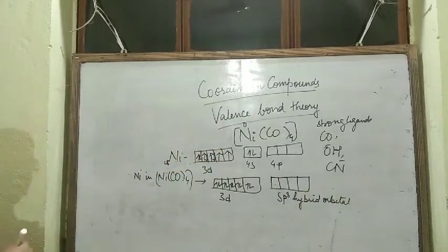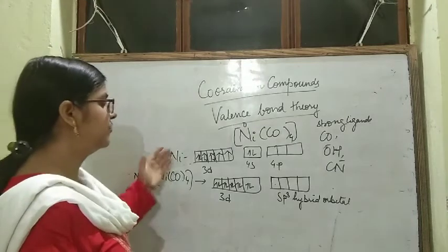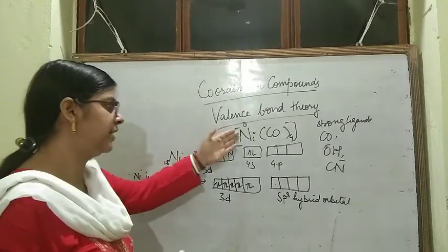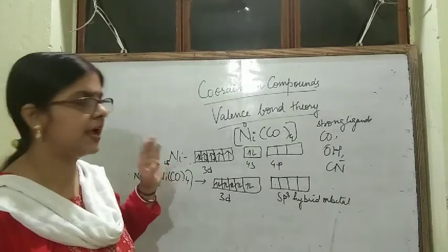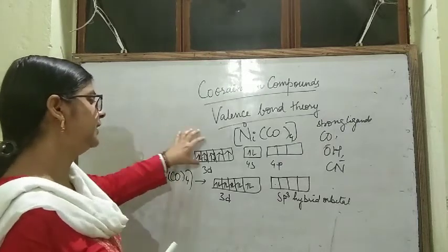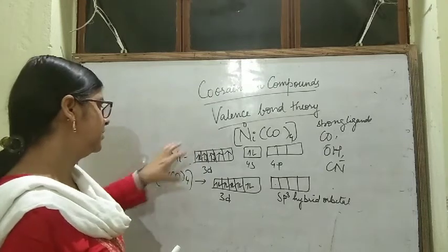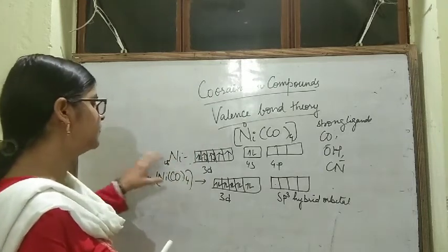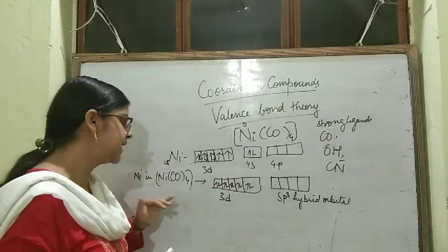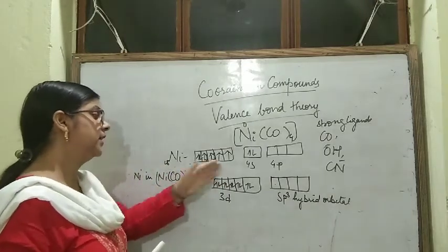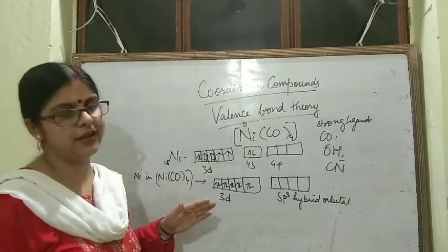Okay, see, first of all I told you to write the electronic configuration. You find out the oxidation state of the central metal atom or ion. Next, you write the electronic configuration. Then you write the electronic configuration of the complex: how the electrons will be placed in this complex in the central metal atom or ion.